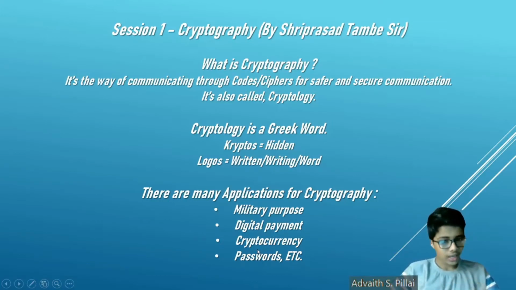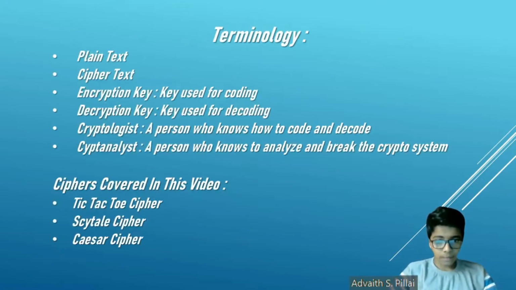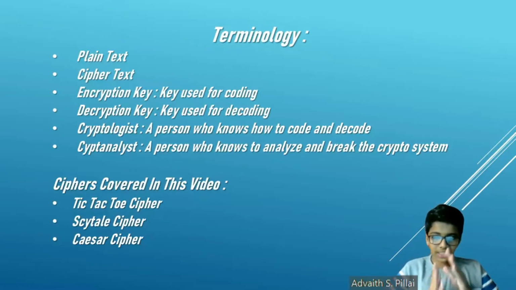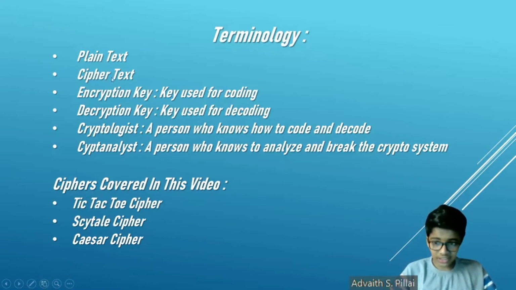Okay guys, now let's continue. Now, let's look at the terminology for cryptography. So, first of all, there's a plain text. Plain text is the undecoded text, which is yet to be changed into codes. And the cipher text is the coded text, which has been changed into the cipher so that it can be safe and more secure.